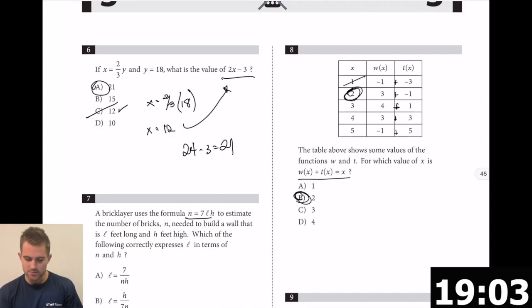If we did that, we could keep going with these. 4 plus 1 is not equal to 3. 3 plus 3 is not equal to 6. -1 plus 5 is not equal to 5. So we know the answer is B.